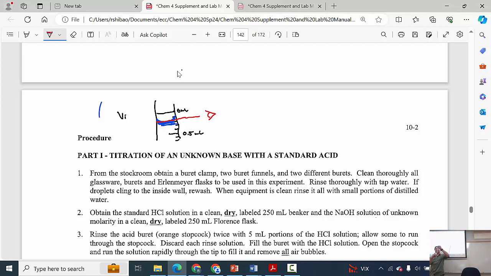You don't want to go past 50 milliliters because there are no more markings and you can't read it. And so we have to stop before 50. And so what is that reading there? The very top is 0. This is 0. It's between 0.1 and 0.2. So what would you call it?